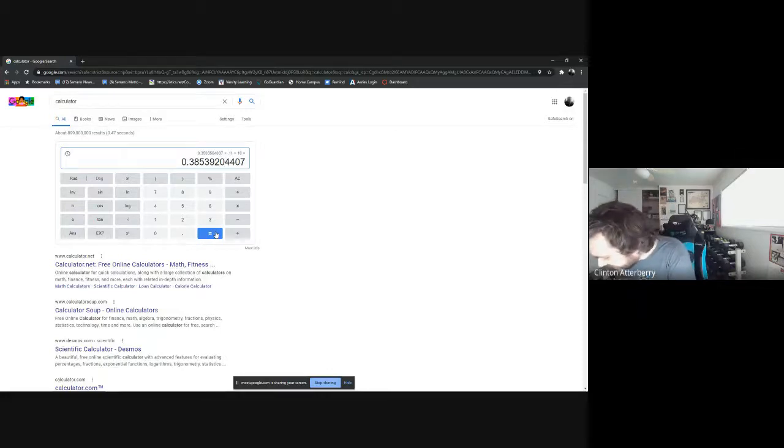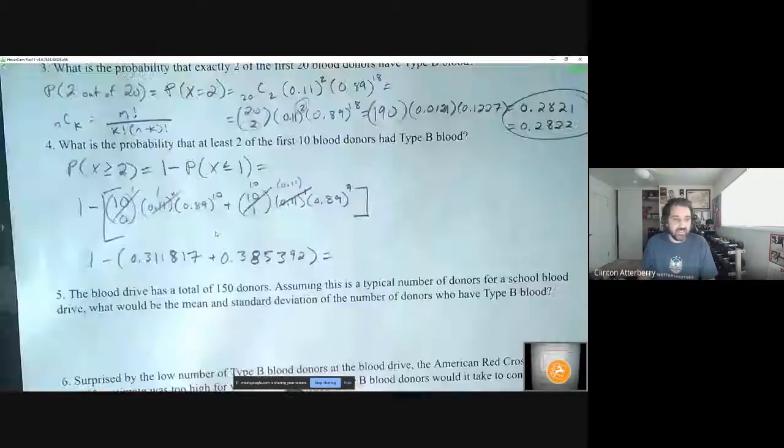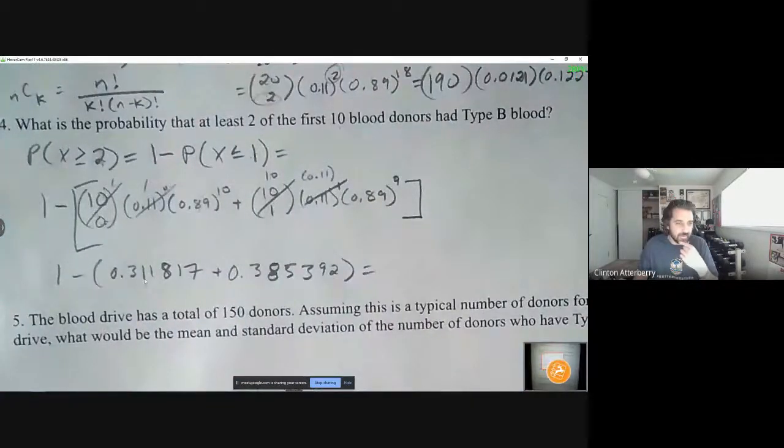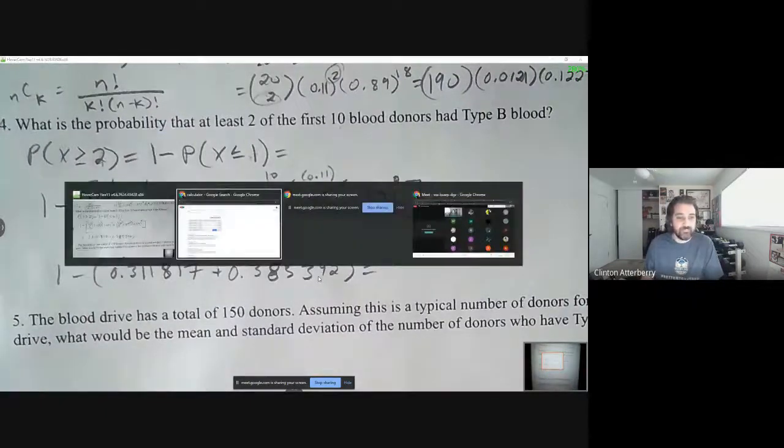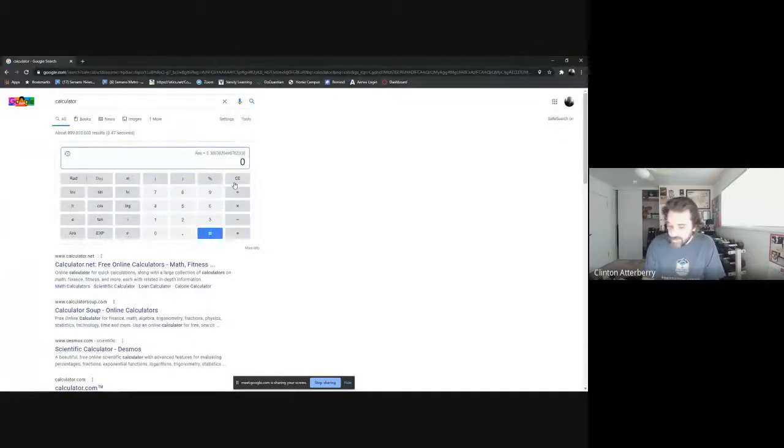0.385392. So 1 minus 0.311817 plus 0.385392. Let's add those together. I'm just going to do it like this because Google rocks. I love it.